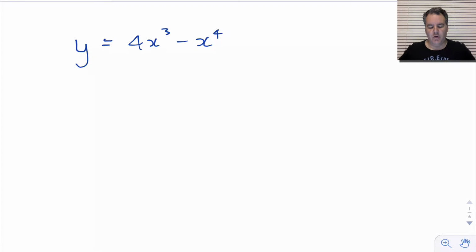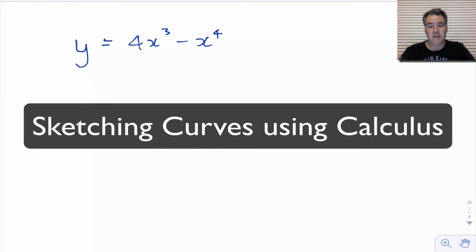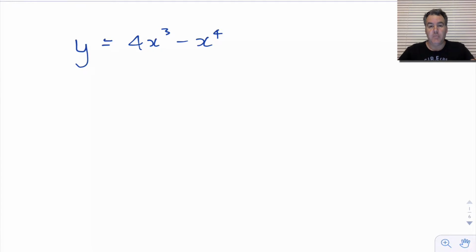Hi there guys, just wanted to go through a quick example here on sketching a graph using calculus. So here's 4x cubed minus x to the 4. The basics here: we're going to want to find the stationary values, the turning points, and the points of inflection, and understand a little bit about the shape of these things.